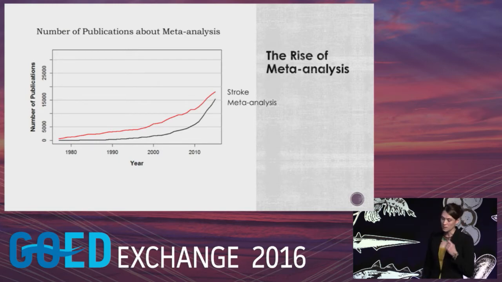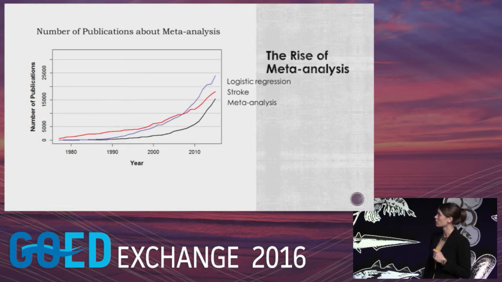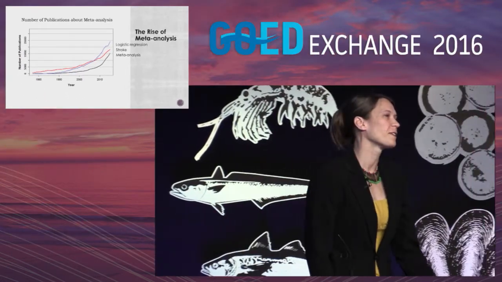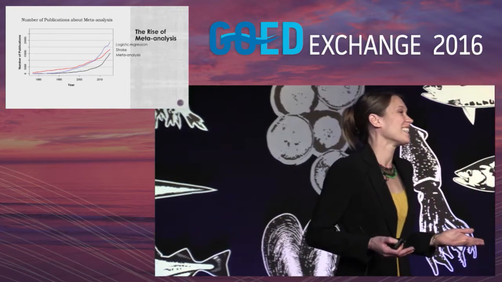So I thought I'd look up some common analyses done in health research called logistic regression. And that, since 1990, has far exceeded meta-analysis. So we've got just this rise in analysis happening. So I thought, well, okay, but there must be something to analyze then, right?